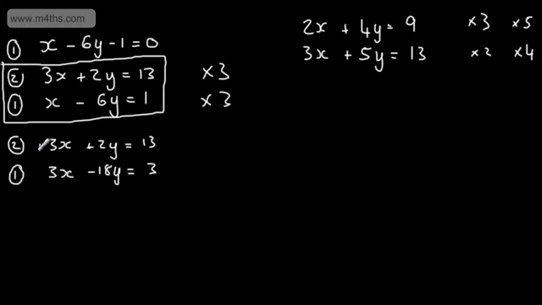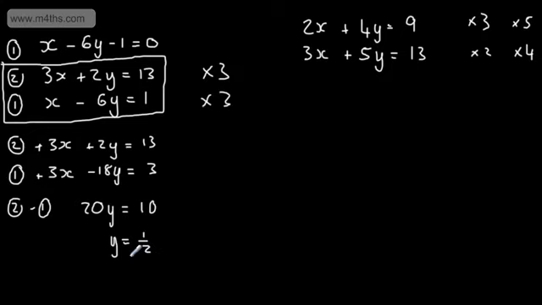So we can see we've got plus 3x. These are the same, so we can subtract down. So it's 2 minus 1. If I do that, I've got 2y minus 18y, which is 20y. And then now I've got 10 as 13 minus 3. So we can see now that y is equal to 10 over 20, which is 1/2.